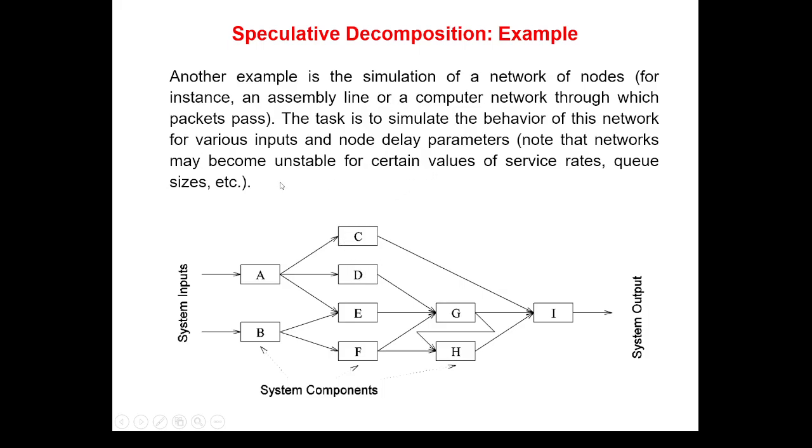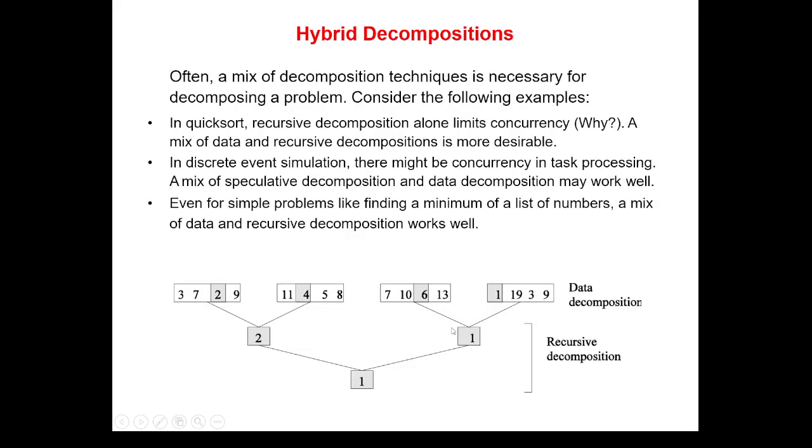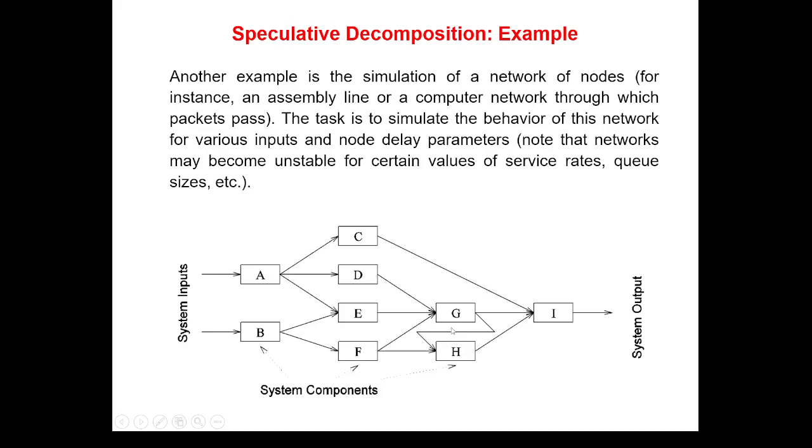Then the delay parameters will become unstable for certain values of the service rate and also the queue size. So delay occurs, or it becomes unstable because maybe when sending the packet there was an error or a collision on the data packet, so it has to revert back. It drops the packet, or it waits too long for a response, so it has to resume and roll back. So this is called speculative decomposition.